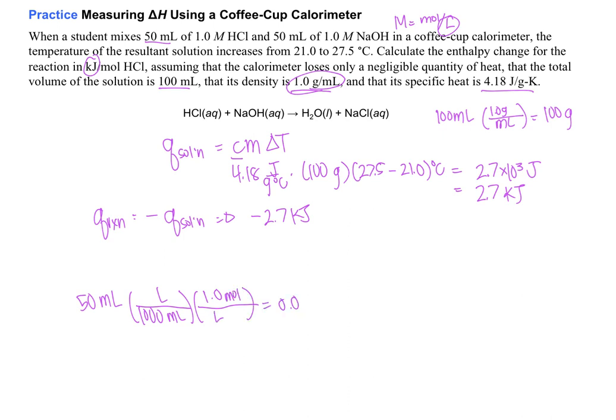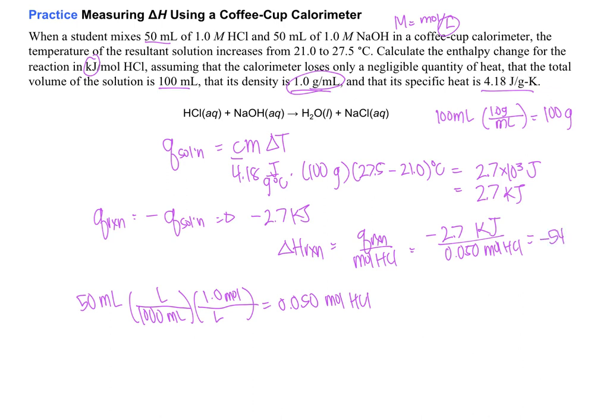So my amount of moles of hydrochloric acid is 0.050 moles. So for enthalpy of reaction, I'm going to take my heat of my reaction divided by my moles of HCl. So I have negative 2.7 kilojoules divided by 0.050 moles HCl, and I get negative 54 kilojoules per mole of HCl. This is what we're going to do in our lab.